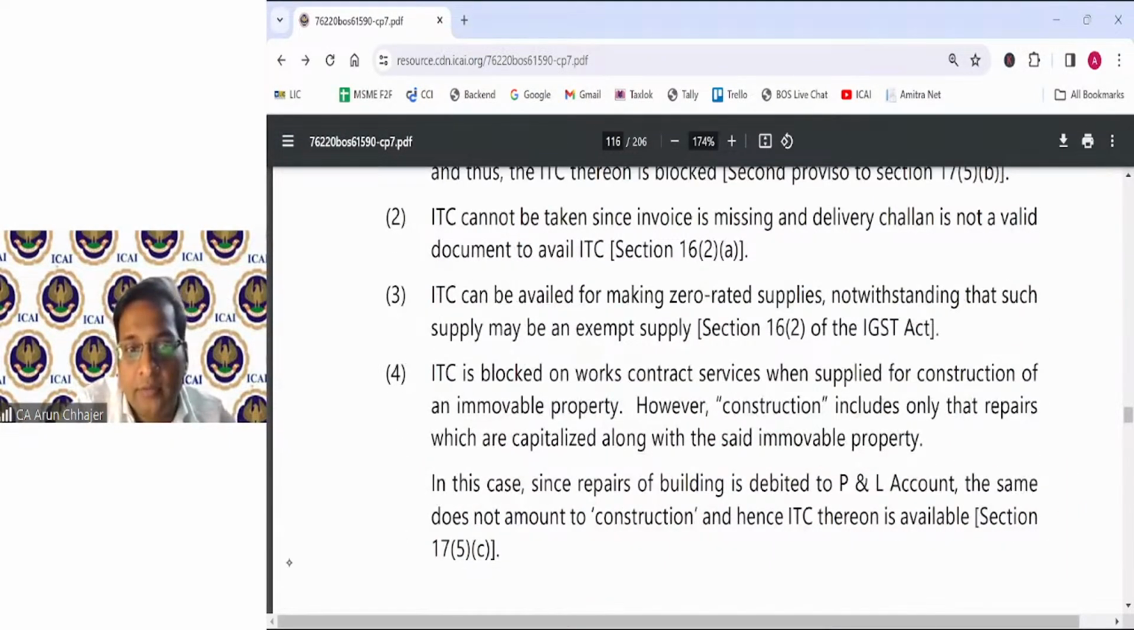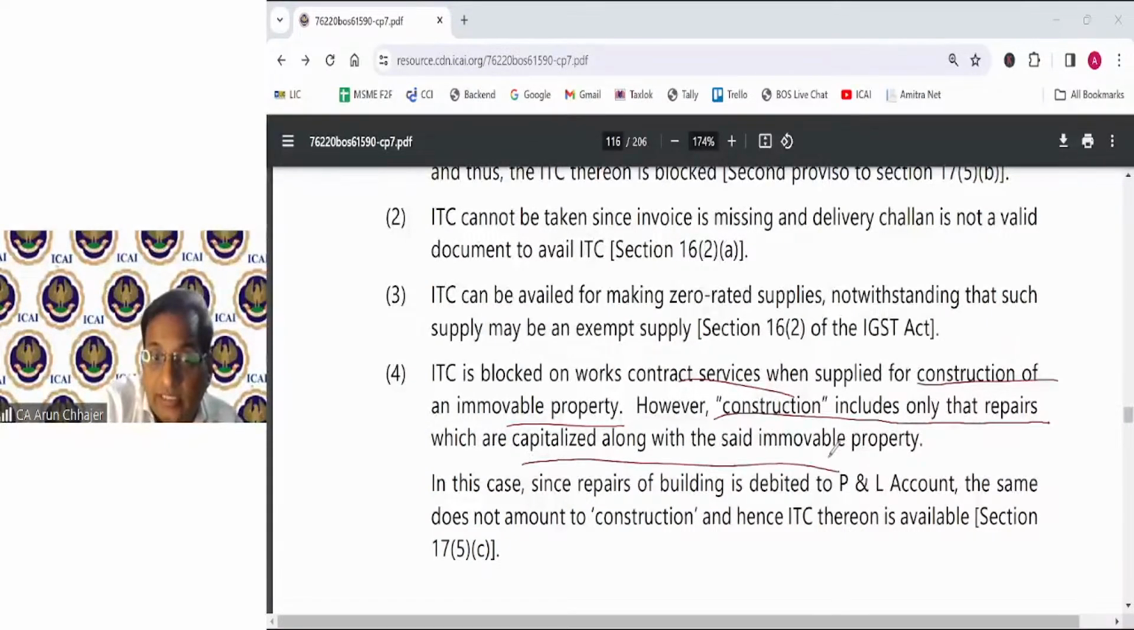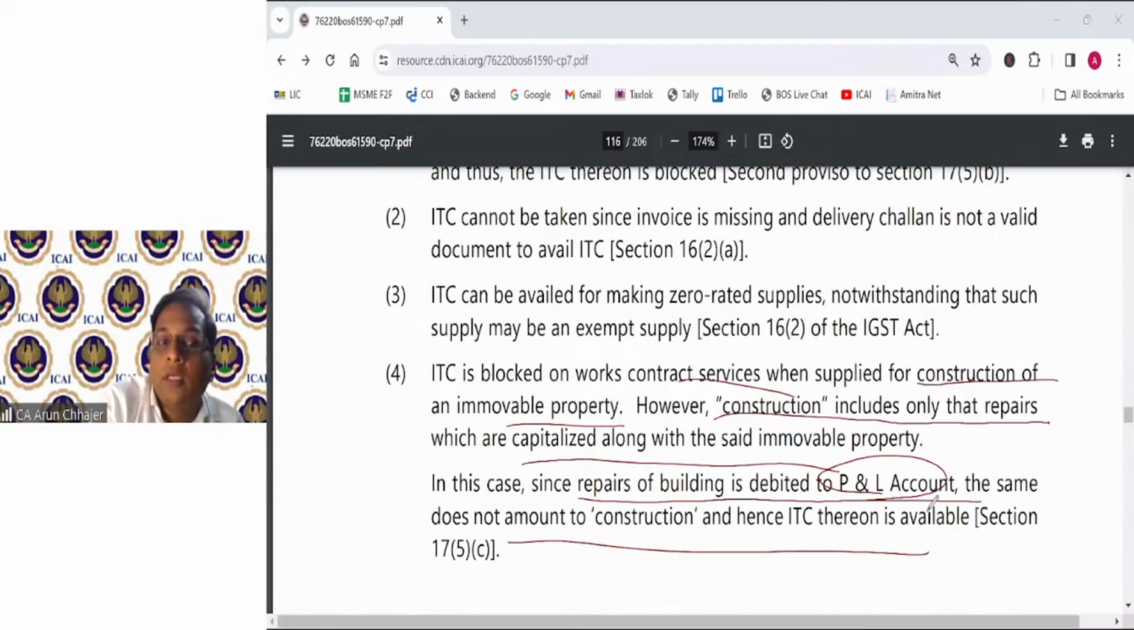ITC is blocked on work contract service when supplied for construction of an immovable property. However, construction includes only the extent of capitalization. In this case, since the repair is debited to the profit and loss account, the same is not construction as per the meaning of 17(5)(c) and 17(5)(d). So ITC is available.